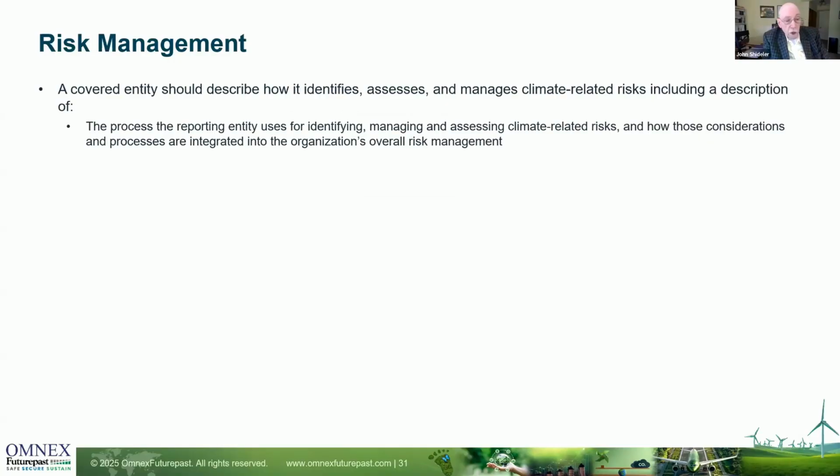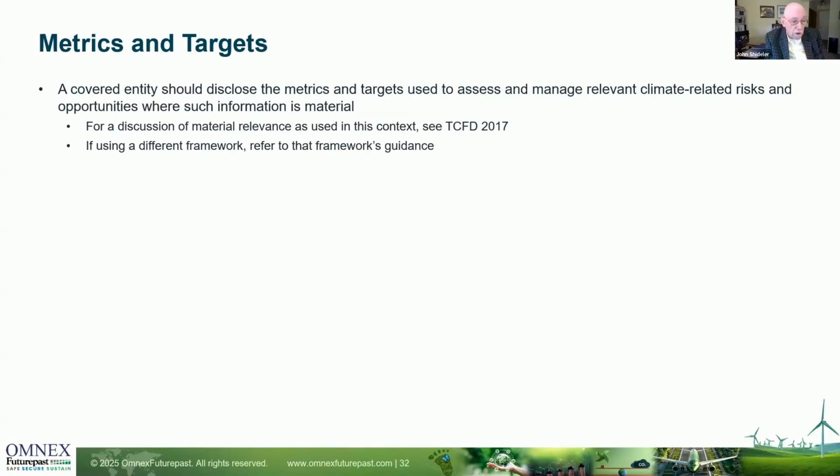These disclosures should also mention what kind of metrics and targets are being used to manage risks, which is the last element in this group of 4 different kinds of reporting requirements.